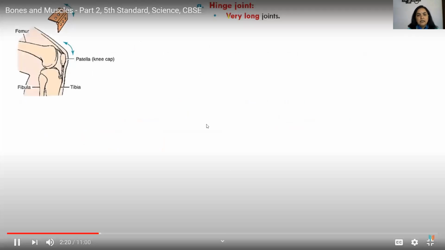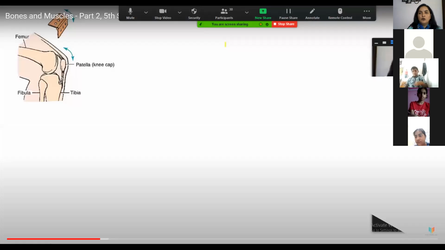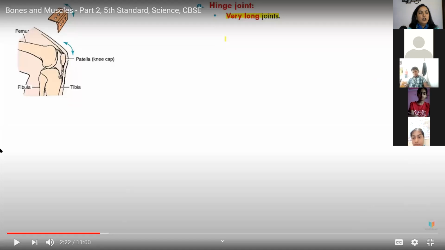Now you see, this is the hinge joint. Can you see the picture? This is of your kneecap, okay? This is known as the patella. Tibia and fibula I showed you in the last lecture, the bones of your leg. Here you can see, maybe some network connection problem was there. So this is the femur at the upper side, then the patella. This is the knee joint.